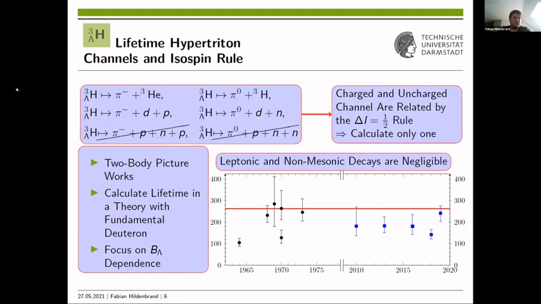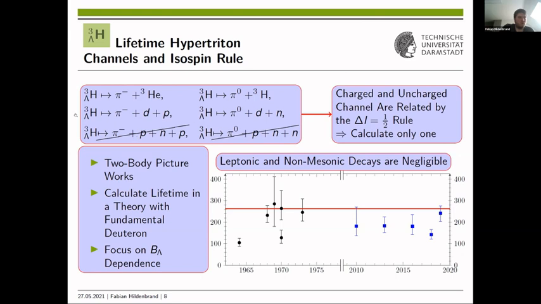So what are the typical channels you need to include? Basically, one charged part and one uncharged part. You can break up this helium-3 nucleus into a deuteron and a proton, or you can break it up even further into a proton, a neutron, and another proton. And you can also do this basically in the uncharged channel. Those two channels are related by the so-called isospin 1/2 rule, or delta isospin 1/2 rule. This is nice in the sense that you only need to calculate one and then directly get the other one, because they are related by a factor of 2. But in principle, we can also just calculate both.